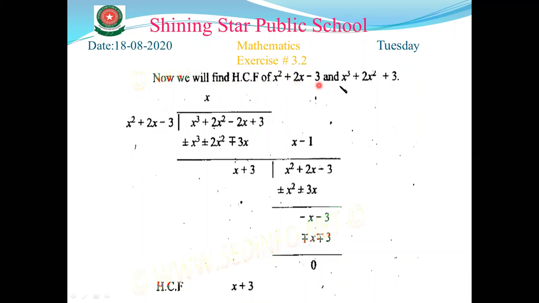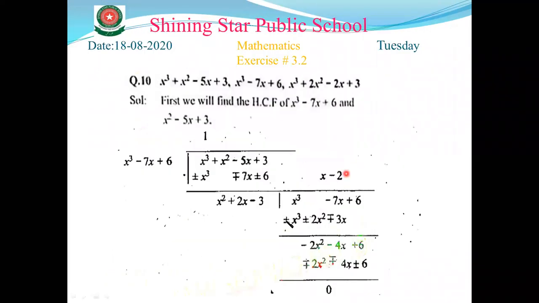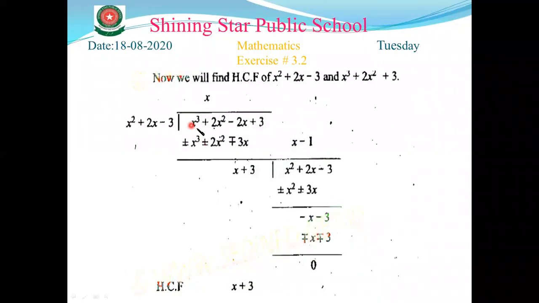Now we will find the HCF of x square plus 2x minus 3 with x cube plus 2x square minus 2x plus 3. Because x square plus 2x minus 3 is the HCF of the first two terms. Now we will check what is common between the HCF of the first two terms and the last. So x cube plus 2x square minus 2x plus 3. So very simple, we multiply with x. When we multiply with x, it will give you x cube plus 2x square minus 3x.